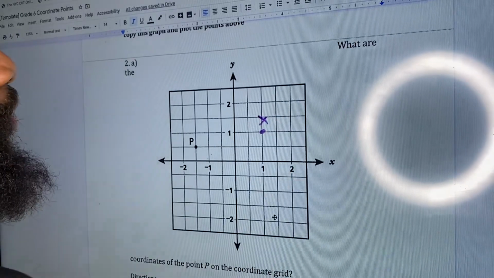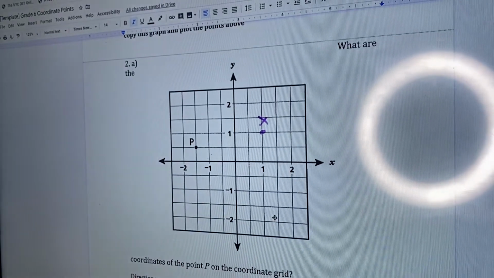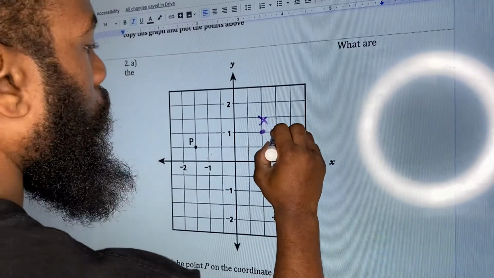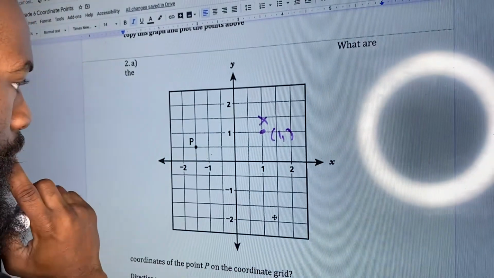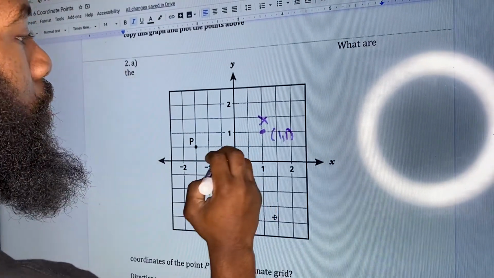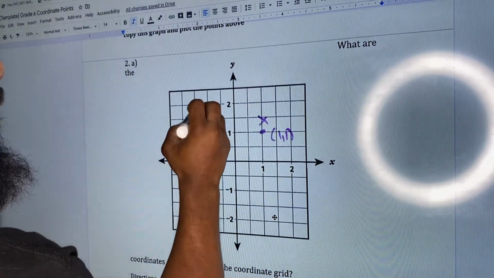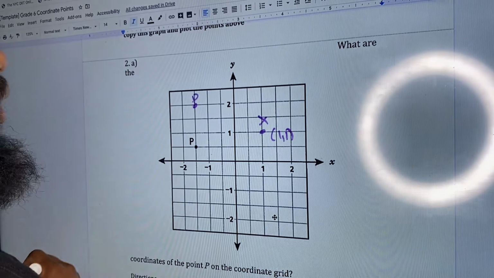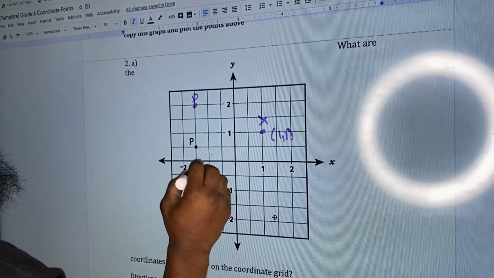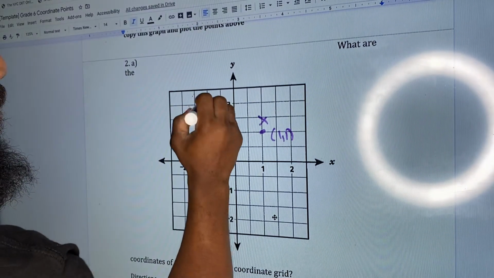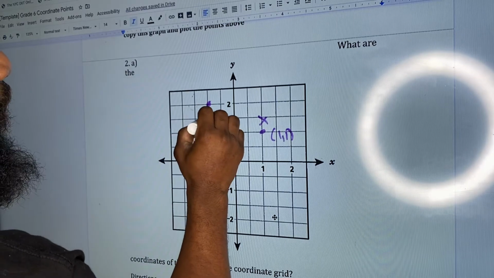Let's say this is point X, which is 1, 1, and this is point P. I'll give an example. This is negative 1, 2.